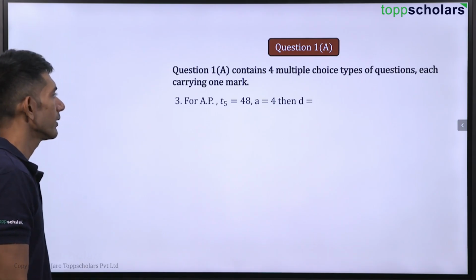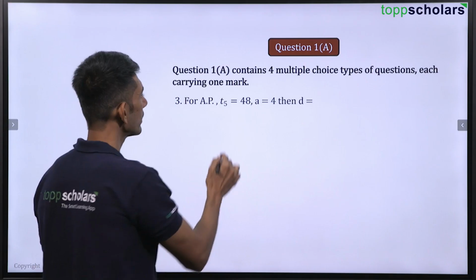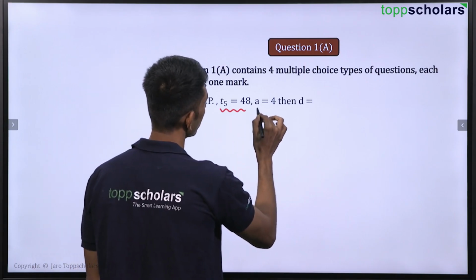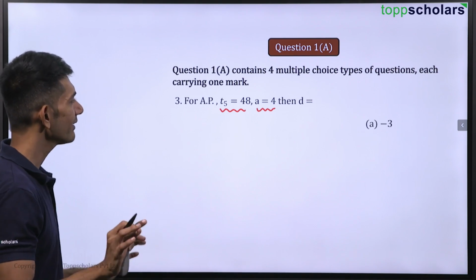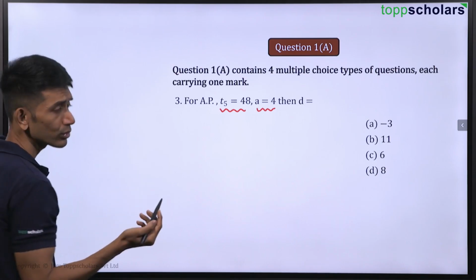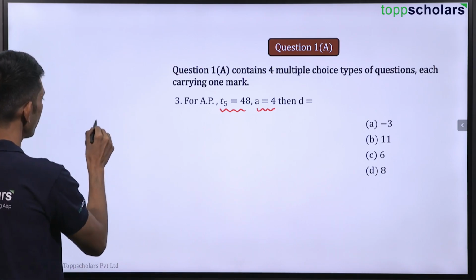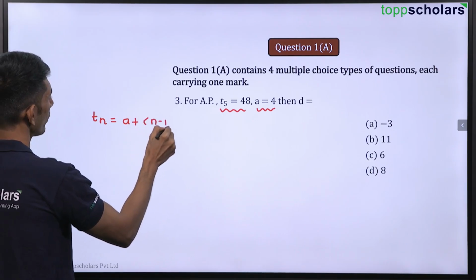Okay. Now the next question says, for AP, the fifth term, that is T5, is 48 and A is 4, we are supposed to find out the value of D. Easy question. Firstly, we need to know the formula for Tn, right? What is the formula for Tn? That is A plus n minus 1 into D.